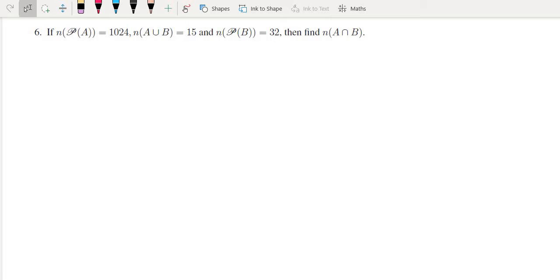Then next question, question number 6. If n of P of A is equal to 1024 and n of A union B is equal to 15 and n of P of B, power set of B, is equal to 32, we need to find the number of elements in the intersection of those two sets A and B. So we know that if n of A is equal to m, that is, the number of elements in the set A is m, then the number of elements in the power set, which is the set of all subsets, will be 2 power m.